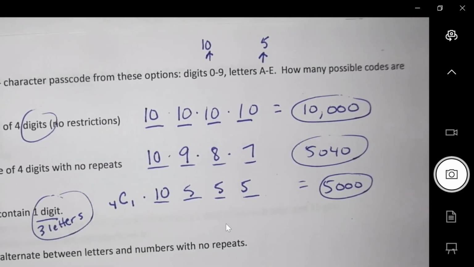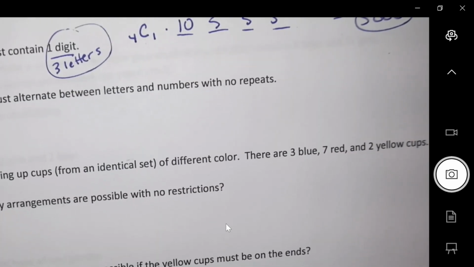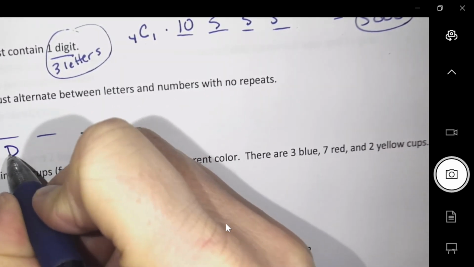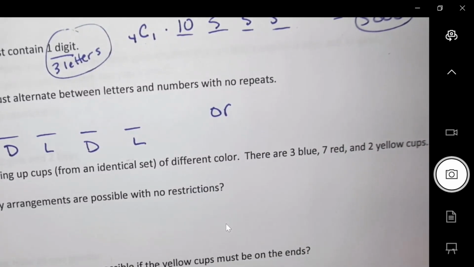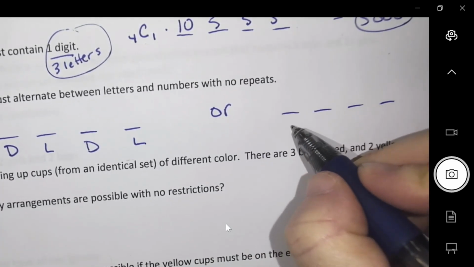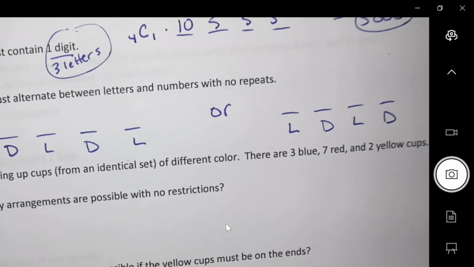Okay, you must alternate between letters and numbers. So there's actually 2 scenarios here. Scenario 1, would it go digit, letter, or what else could I do? I could go letter, digit, digit. Because it just says to alternate, but I don't know which one I need to start with. So I could have this or that.